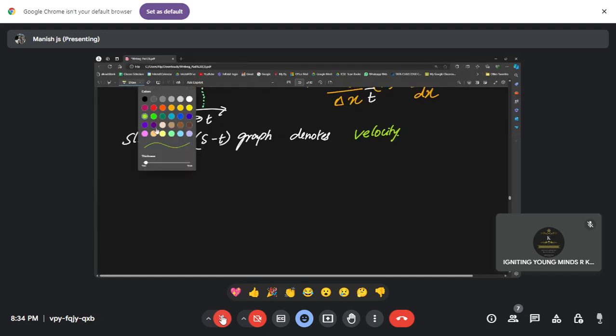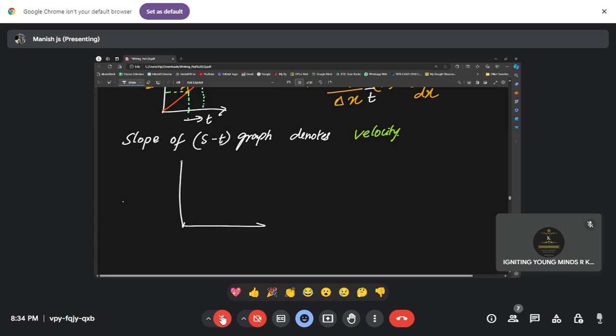Let us analyze this particular graph with an example. So say I am having a displacement time graph like this. I'll give you values also so that you'll be able to understand it much better. So let's take some values. Origin, it is O, it is 0, both the x and y coordinates. So let me take 2, 4, 6. On the y-axis, I am taking the values as 8, 16, 24.